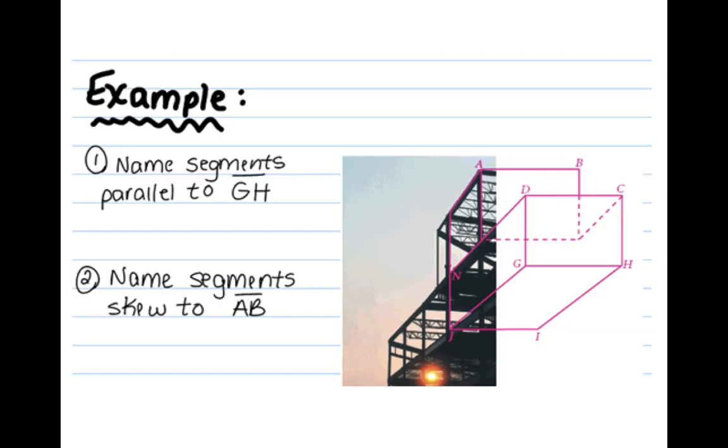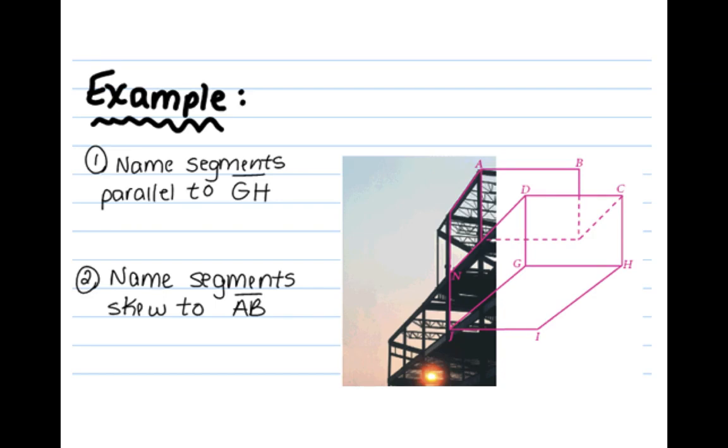Okay. Now let's look at AB right here. What are some lines that are skew to AB? So they don't touch AB and are in a totally different plane. So, for example, JI I think is actually parallel to AB, because if you drew a different plane like here, it would be parallel. So that's one idea. What else we got?